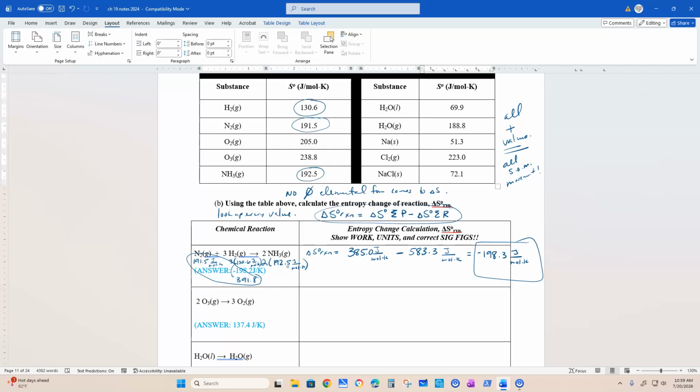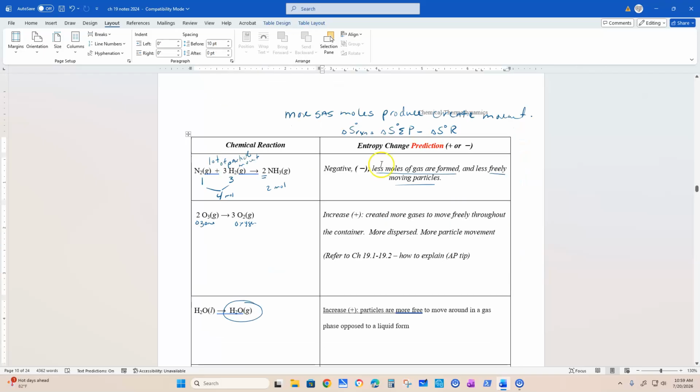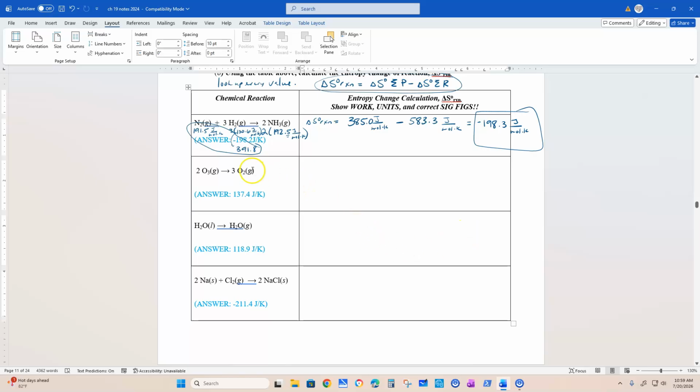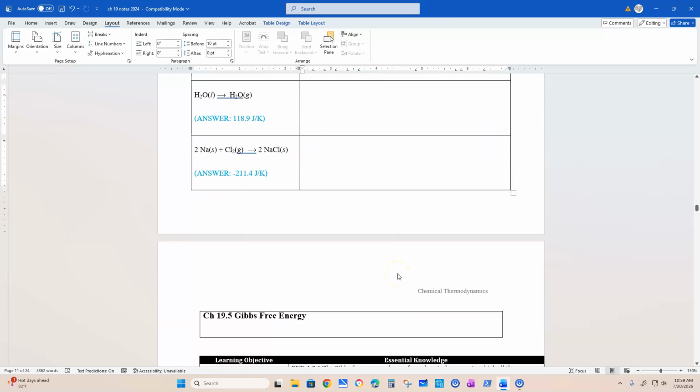And remember our prediction. We said it would be negative because I formed less gas compared to the reactant side. And look what happened. We were negative, and double-checking our negative over here. Good job. I would like you to do the next 3. Use the blue to check your answers. And then after that, I'll see you on the next one.